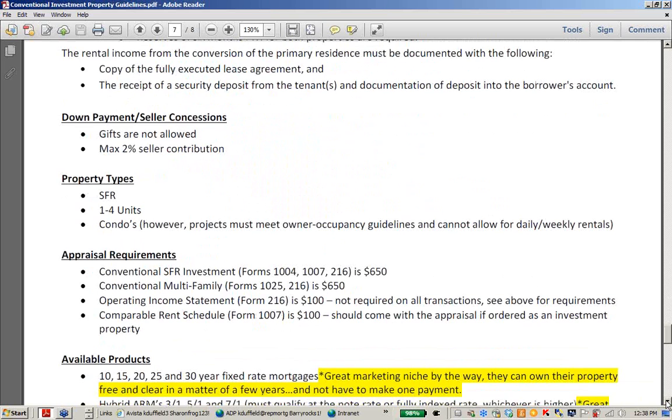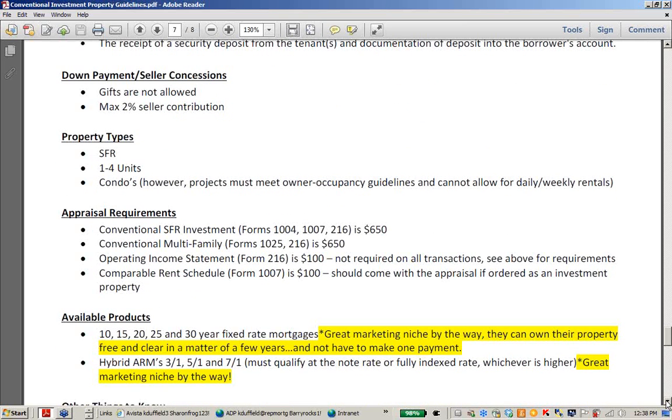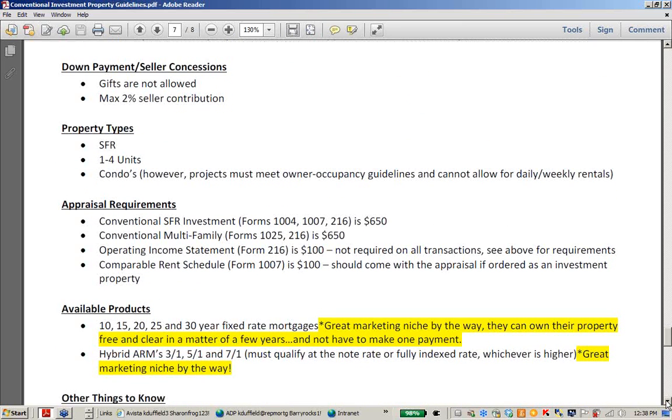Please know that on an investment property, your max seller contribution is 2%, and gifts are not allowed on investment properties. Investment properties, I think we've talked about this, can be single families, 1 to 4 units, can be condos. However, your projects must meet the owner occupancy guidelines and cannot allow for daily, weekly rentals. You have to be careful on those condos that are an investment property.